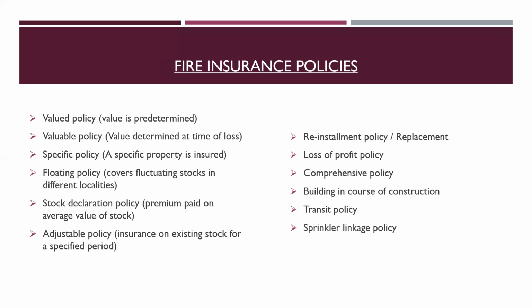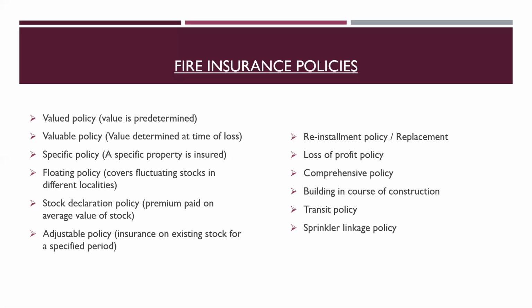Next one is stock declaration policy. See, the problem is when you're insuring, the stock value keeps fluctuating, right? The quantity of stock that you hold will always keep fluctuating according to your sales. So if you're going to claim the maximum stock that can be stored in the godown, then the premium amount will be too high. And if you're going to claim only a small amount, then maybe you will not be properly indemnified. So stock declaration policy is a solution for that, in which the premium need be paid only on the average value of the stock.